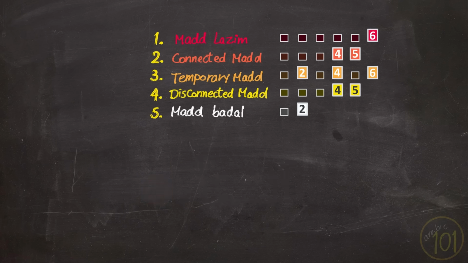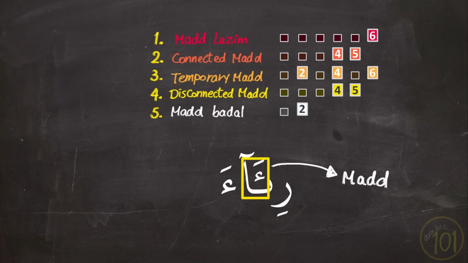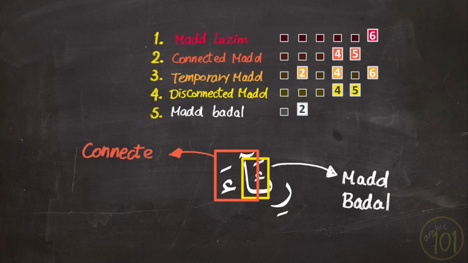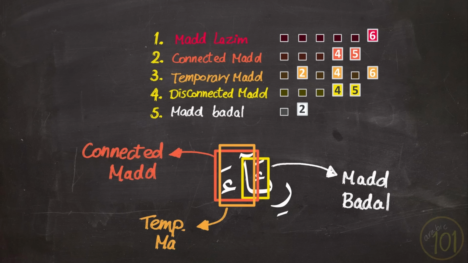Let's have another example. The word ri'a. This alif can get 2 counts considering it as mad al-badal. It can also be 4 or 5 counts considering it a connected madd. But it can also be 2, 4, or 6 counts considering it a temporary madd.